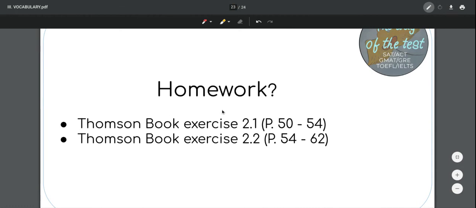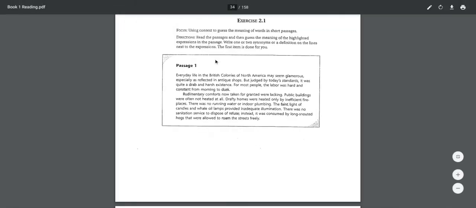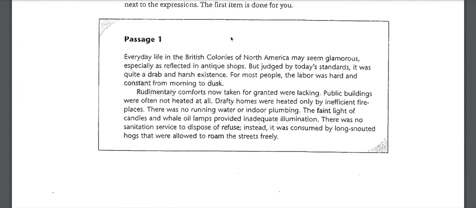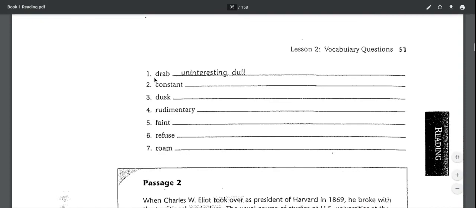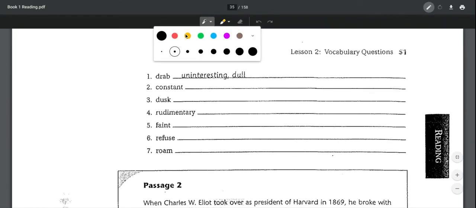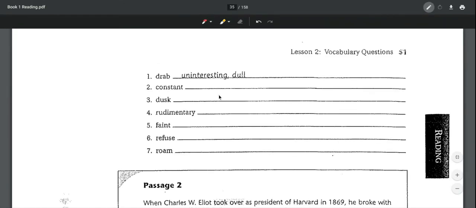In order to practice more, you're going to go to the THOMSON book, to exercise 2.1 and 2.2. I'm going to show you what that looks like. Now, exercise 2.1 has a text, like a reading text, and then you have just the words. What you're going to do is not just check the text. You're first going to try to get the meaning of the words from the words themselves, without checking the text. So first just get the meaning. Don't check the text yet.